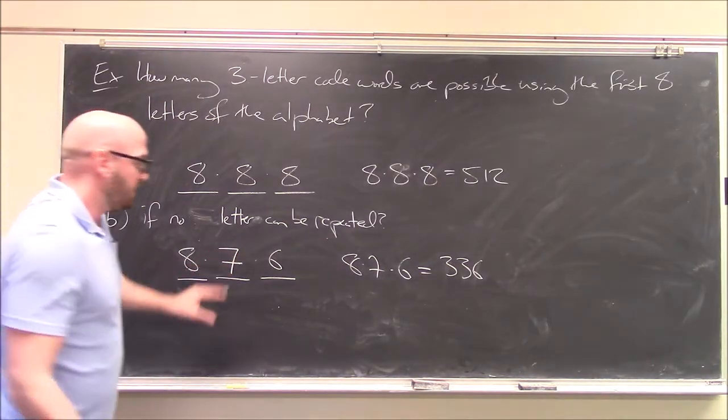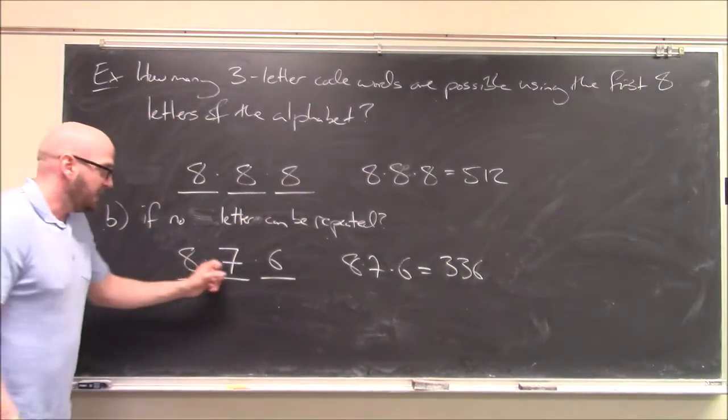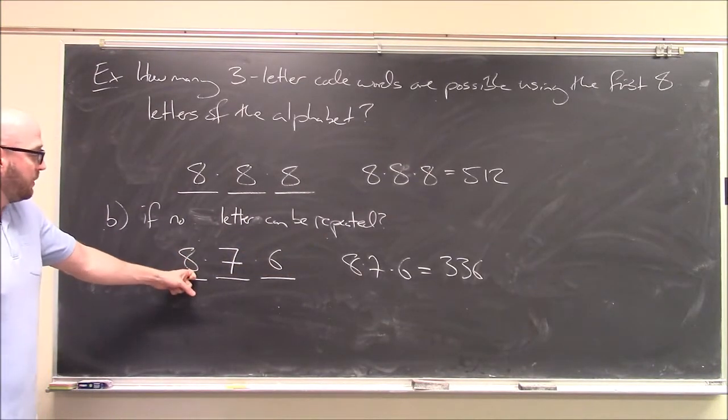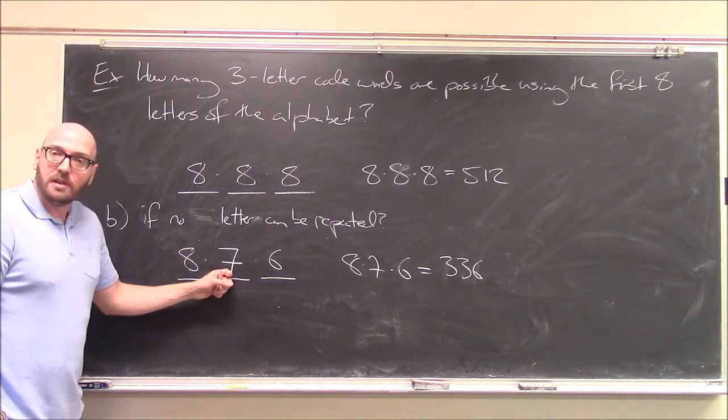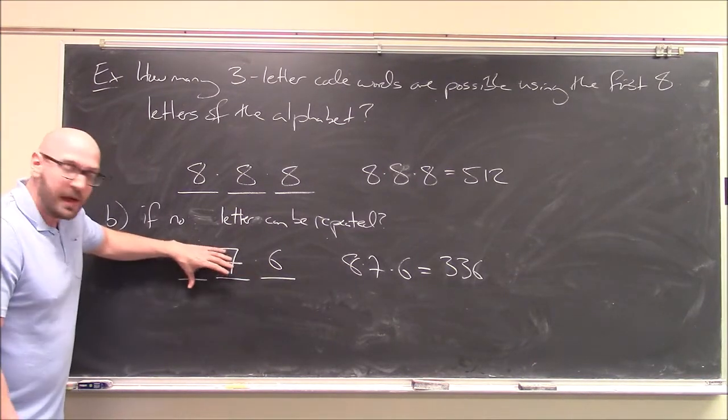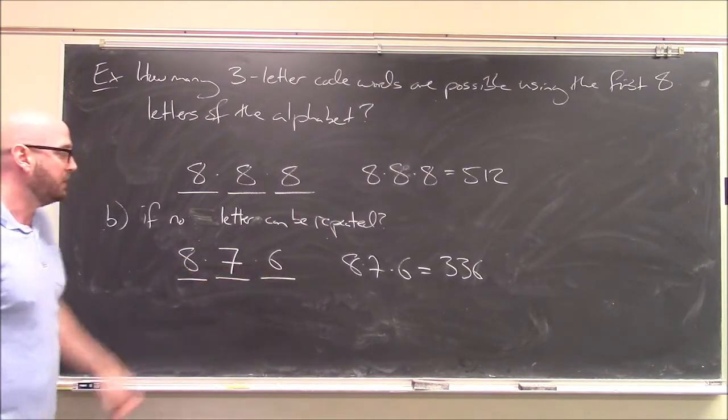This is really important to understand, right? It's really important to understand why this is 8, 7, and 6. It's because I can't repeat letters, so I can choose anything for the first letter, but now I only have 7 letters to choose from because I can't repeat the first one. And for my third choice, I've already used 2 letters, so I only have 6 letters to choose from here.